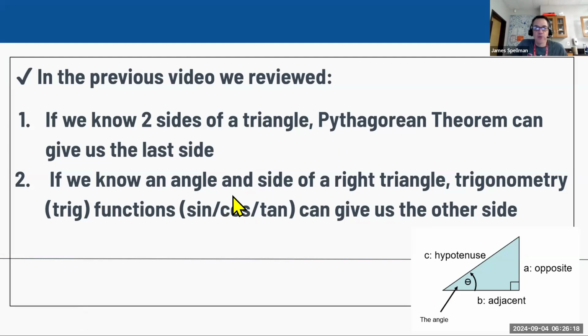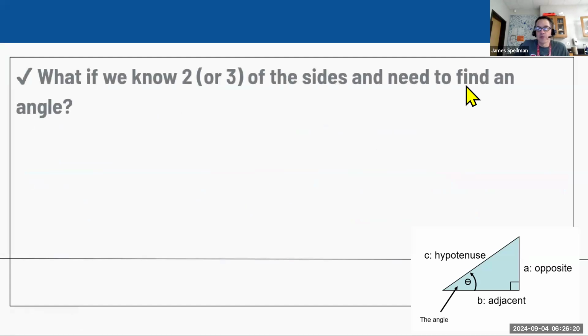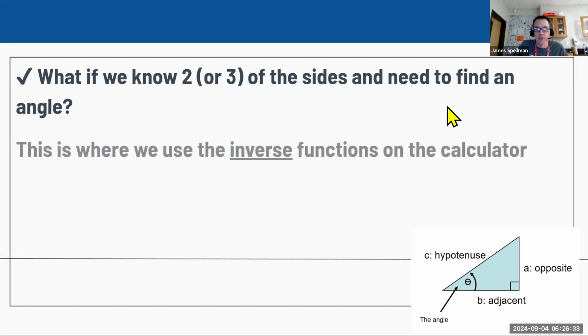A couple of things right here, but the last thing we want to look at as we move forward and try to start doing some physics is what if we know two sides of the triangle or three, and we want to find the angle that is in there. And that's going to be an important part of what we're working on for the next week to be successful on some things. This is where the inverse function on your calculator comes in, okay?